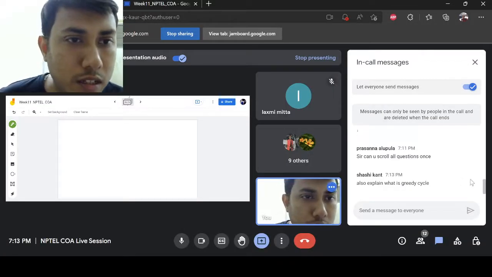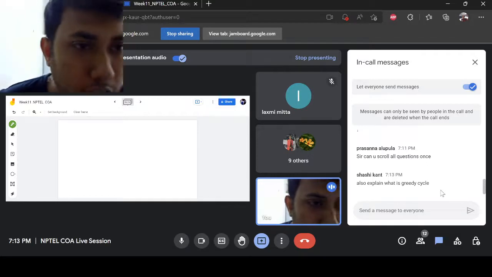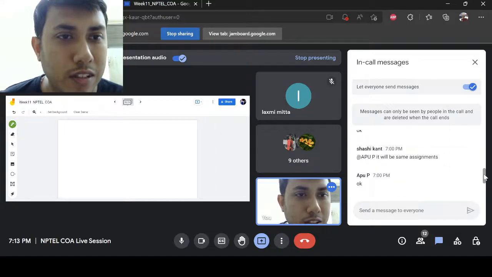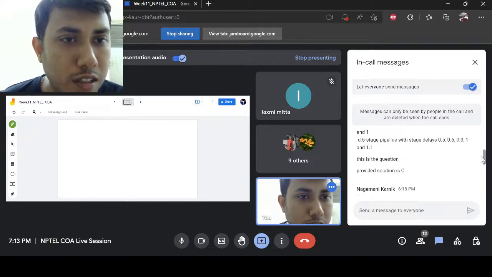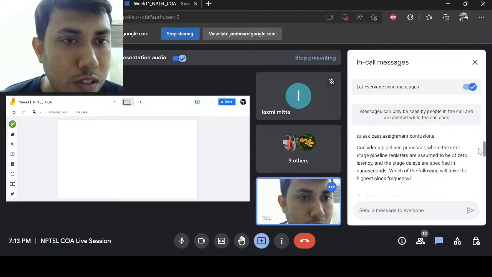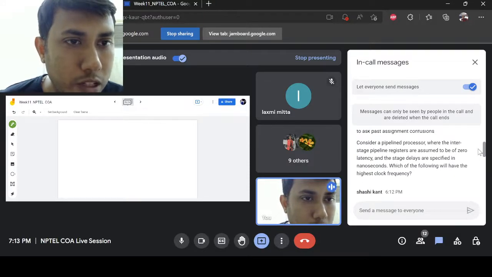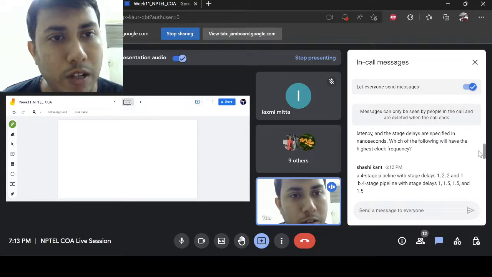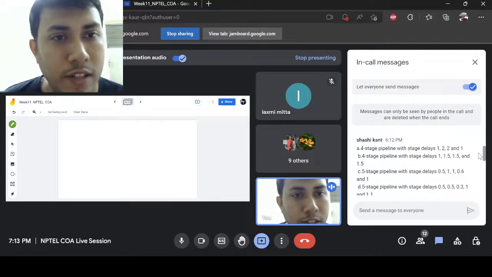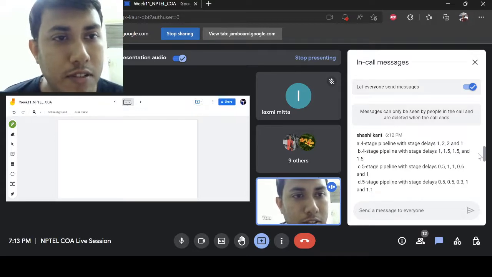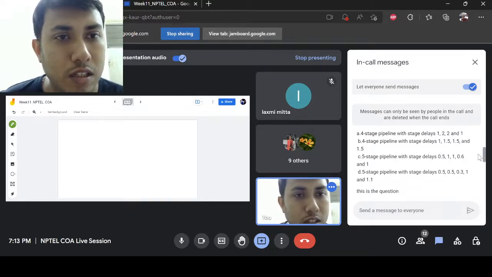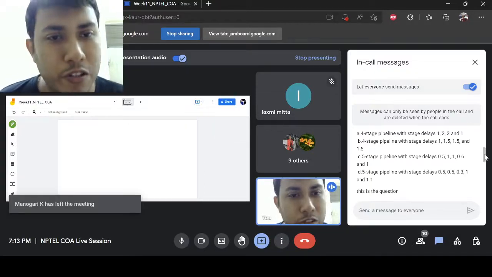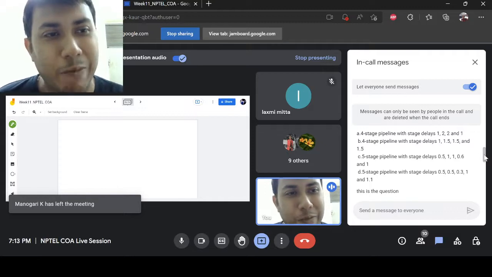What is greedy cycle? Okay. Consider a pipeline processor where interstage delays are assumed to be 0 and the stage delays are specified in nanoseconds. Which of the following will have the highest clock frequency? Fine. You have been given the stage delays. So you have seen today's lecture, right? After this you can solve it.